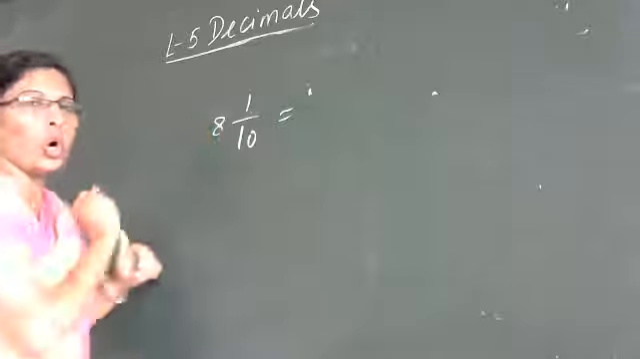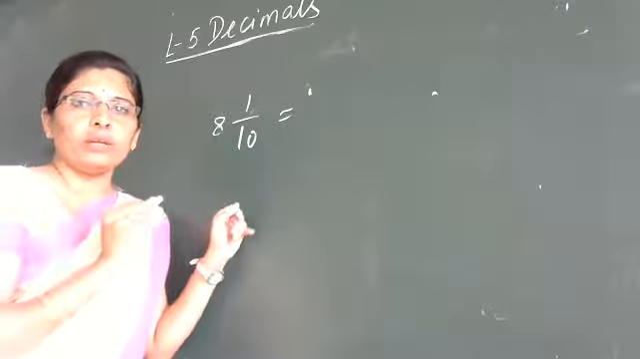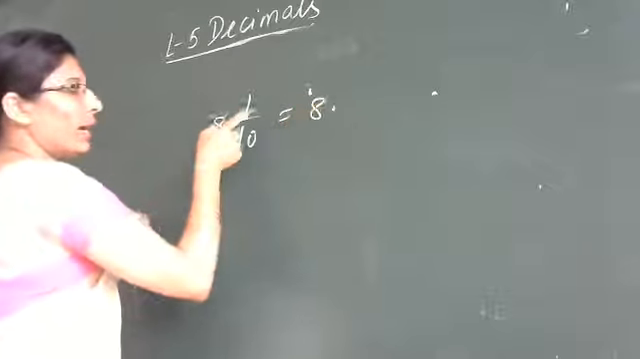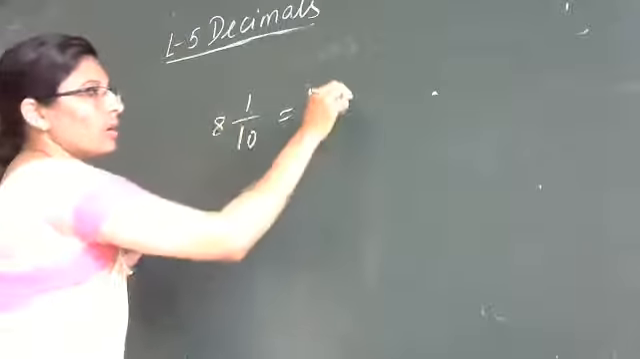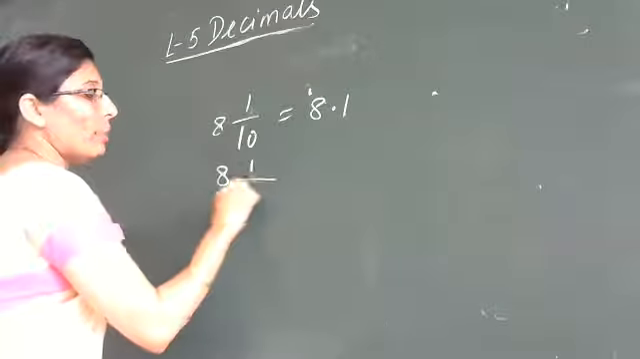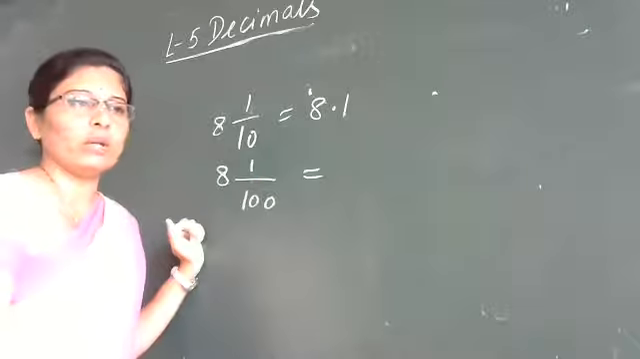We know that it is a whole number. So the whole number should come before the decimal point. So we have to write 8 point, and this is 1 by 10, means 1. But if it is 8 1 by 100, that time how will it come? Now tell the answer.